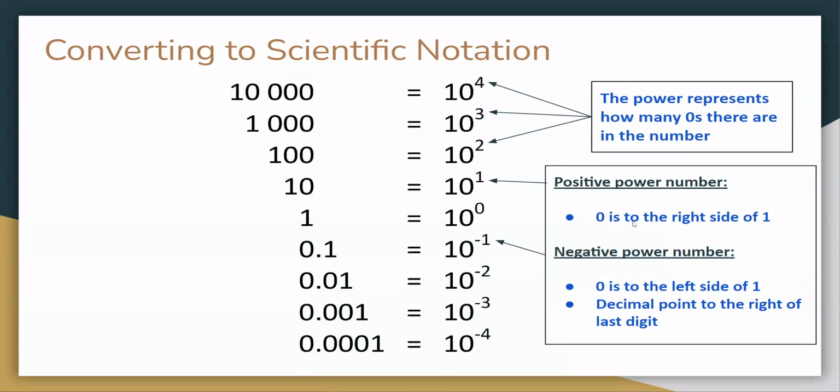So a positive number means that the zero is to the right side of the one, and a negative number means that the zero is to the left side of the one, and there's always a decimal point to the right of the last digit.